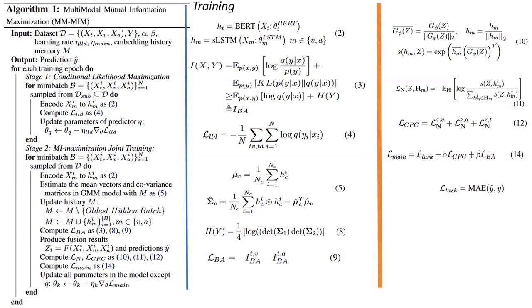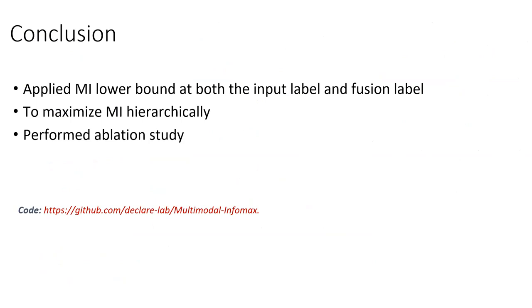And they tell us that there are experiments on some datasets compared with some baseline methods, and they show that the performance is better than previous ones. So in their method, they apply the MI lower bound at both the input level and the fusion level to maximize the MI. And they use a hierarchical approach to estimate the MI. And also they performed an ablation study. That means they eliminate some parts, some losses, for example, in the fusion level and in the input level. Sometimes they eliminate both of them and sometimes one, and they see that when they eliminate these, the performance is reduced compared to taking all of them.